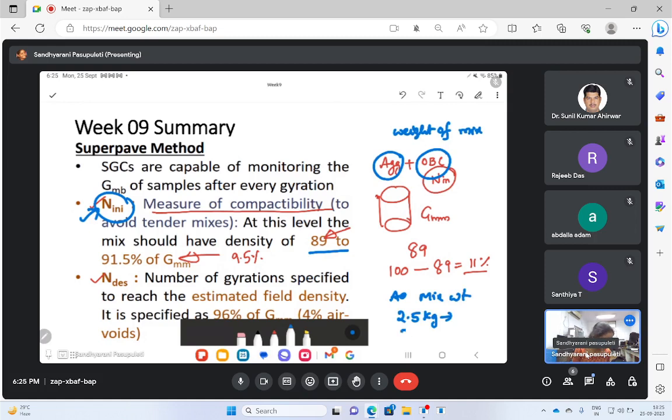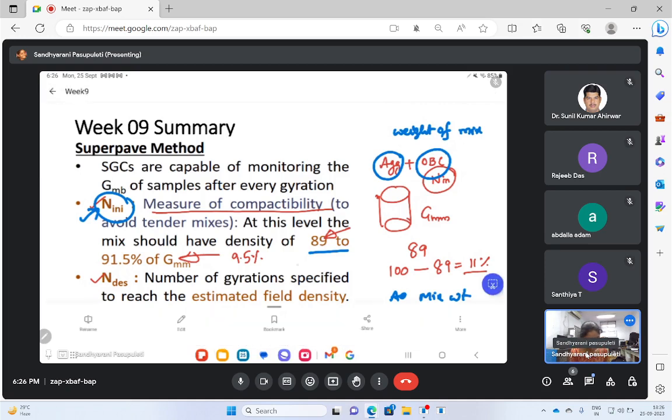Then let us say next time I will take 2.6 kg and add the corresponding OBC and check for the air voids. If this gives the required criteria, that is 89 to 91.5% of GMM, then I will finalize that weight. So every time you need to use that amount of weight, because that weight and the corresponding binder is satisfying the initial criteria.